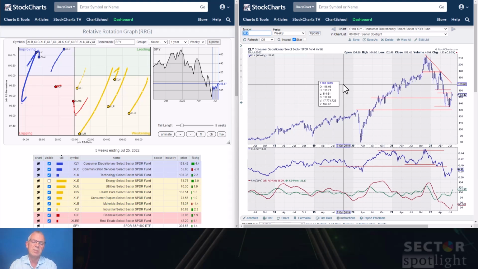Communication services is definitely turning around. That's probably the worst sector in the universe. And energy, on the other hand, is the best sector, which seems to have completed a new low and is ready to embark on a new move higher, both in terms of price as well as relative.